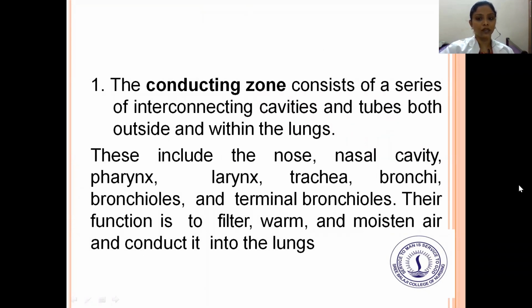The conducting zone consists of a series of interconnecting cavities and tubes both outside and within the lungs. This includes the nose, nasal cavity, pharynx, larynx, trachea, bronchi, bronchioles, and terminal bronchioles. Their function is to filter, warm and moisten air and conduct it to the lungs. This is why it is called the conducting zone, because it conducts the filtered, warm and moistened air into the lungs.